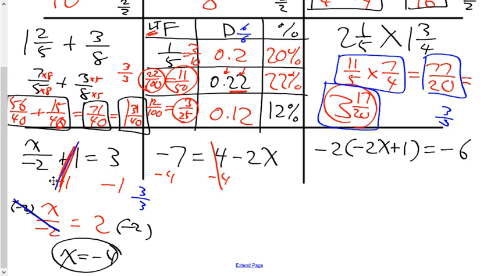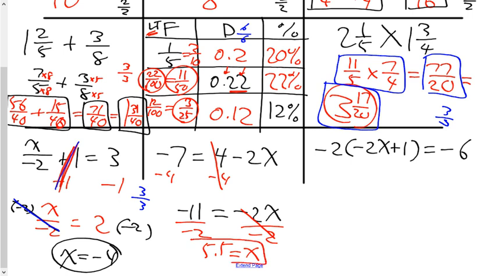Once we have that, we can rewrite that as -11, because -7 and -4 make -11, equals -2x. A lot of mistakes will be made right here. They'll think that's a positive 2x, but it's actually a negative 2x. Our second step requires us to divide both sides by -2. And x will equal a positive 5.5, because half of 11 is 5.5, and a negative divided by a negative is a positive.